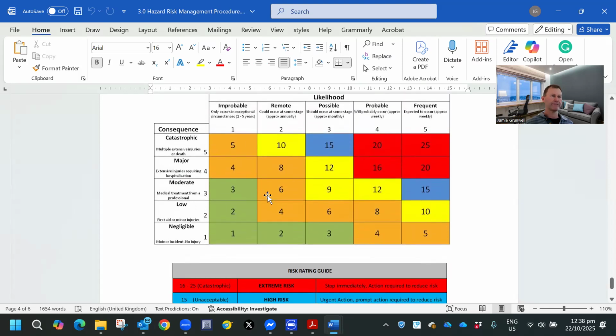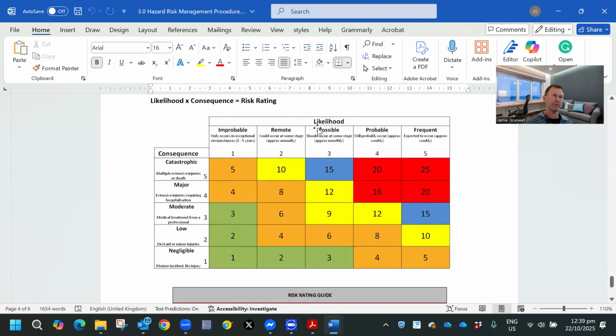And obviously, if somebody else comes in and has the same near hit or incident over the next few weeks, then we'll start looking at our risk rating table and deciding whether it's more possible, or more frequent, or more major. Okay, so that's kind of how the risk rating works.